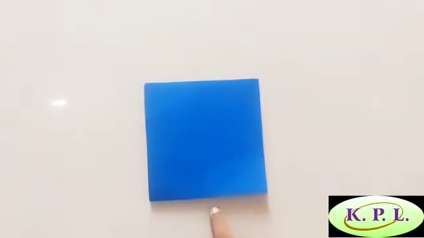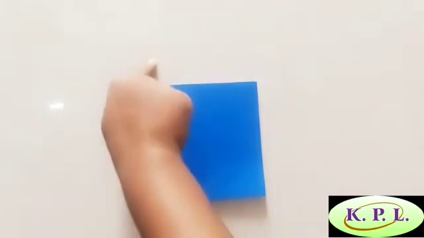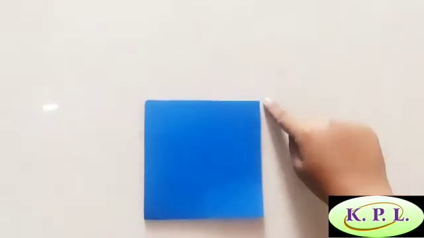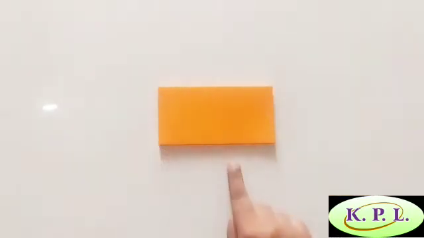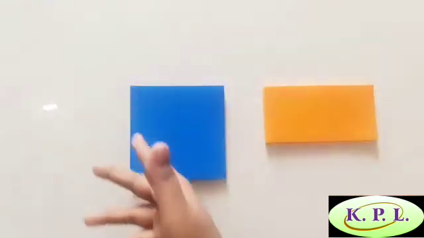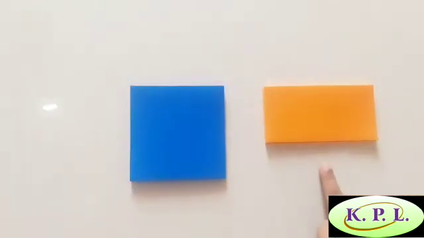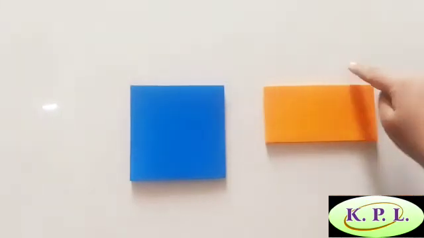Hey kids, do you know which shape is this? This is a square. Square has 4 equal sides and 4 corners. This is a rectangle. Rectangle has 4 sides and 4 corners. Kids, can you please tell me what is the major difference between a square and rectangle? The major difference between a square and rectangle is that a square has all its sides equal, whereas a rectangle has its opposite sides equal.